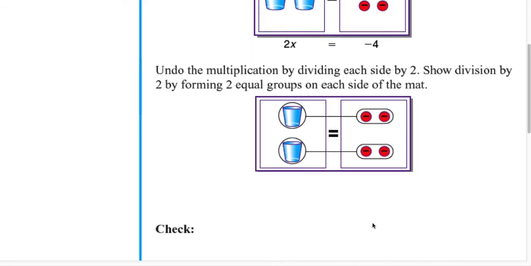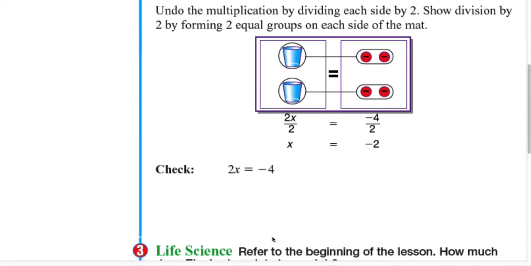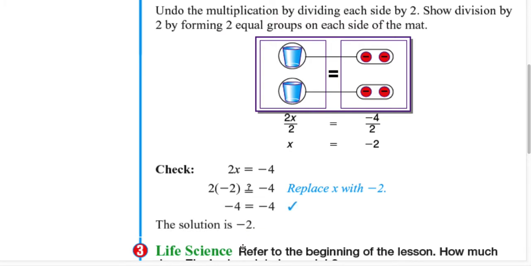So this is now 2x divided by 2 and negative 4 divided by 2, and we end up with x is equal to negative 2. 1 cup equals negative 2 counters. Checking our answer, we get the value of negative 2 and substitute it back into our equation. Is 2 times negative 2 equal to negative 4? Yes, it is. And therefore, the solution is negative 2.